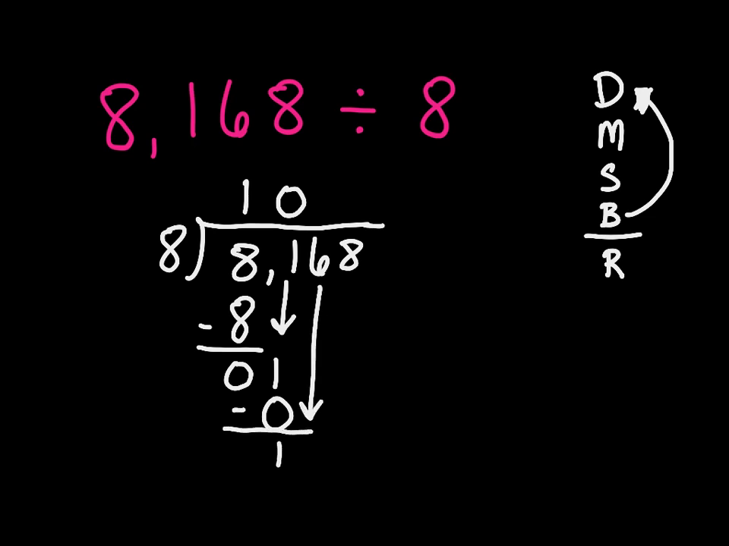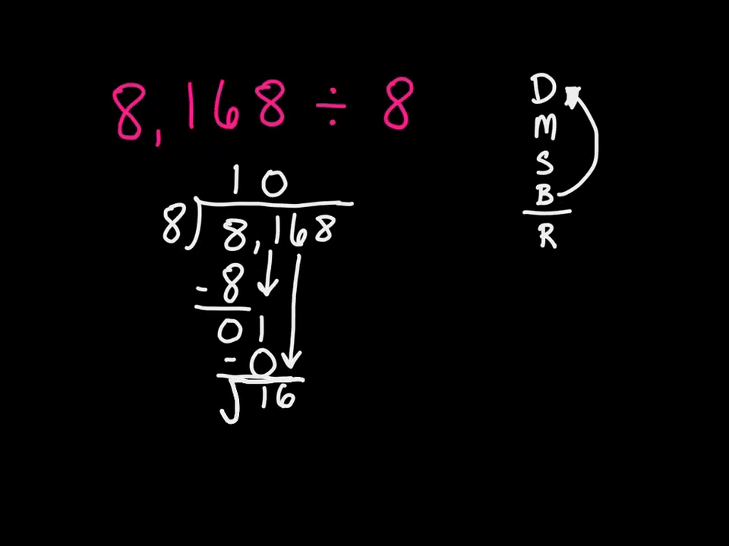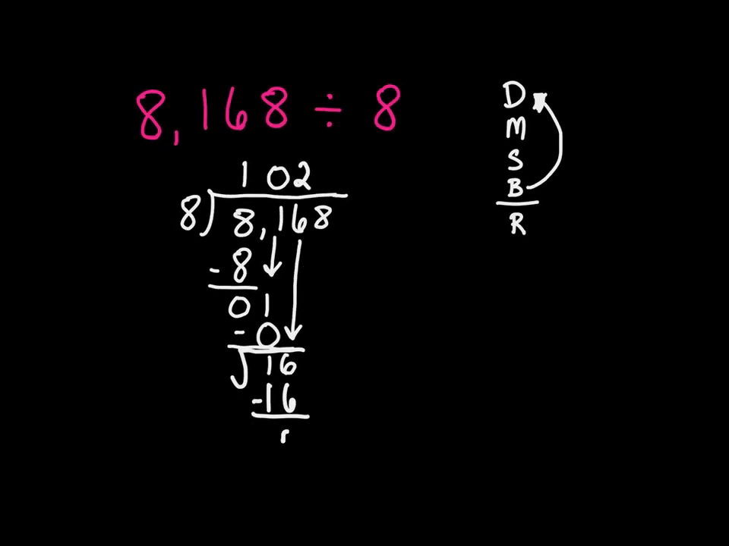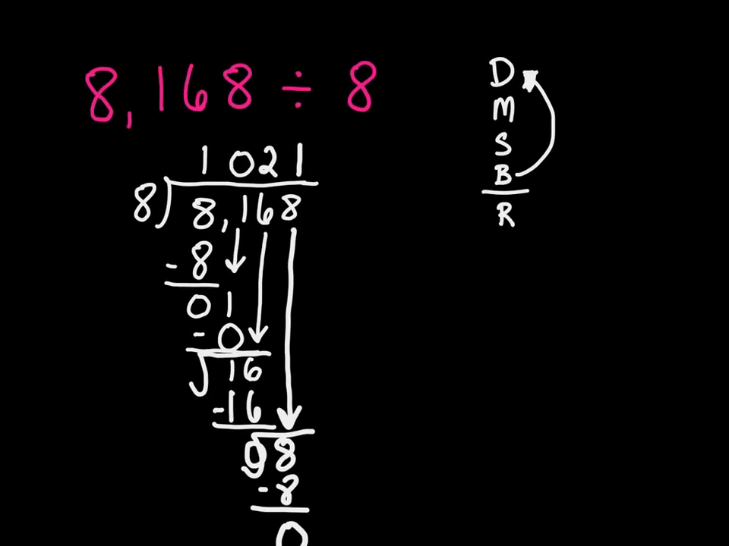Bring down your 6. Okay, so now you have to divide. 8 times what gives you 16? It's 2. 2 times 8 is 16. Subtract. 0. Bring down the 8. 8 divided by 8 is 1. 1 times 8 is 8. And then sister tells you to subtract, and you get a 0 remainder. So the quotient is 1,021.